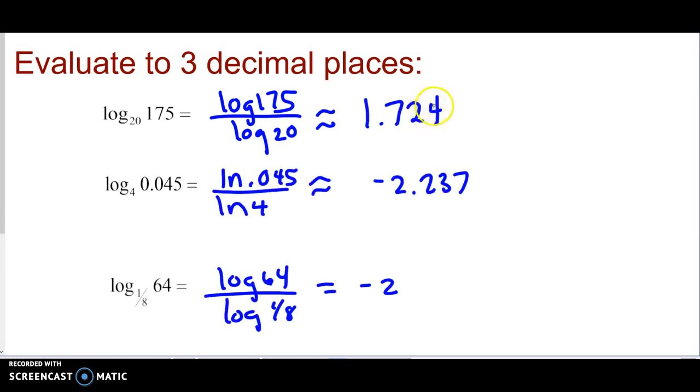The first one I got about 1.724. Second one I got negative 2.237. And then the last one I got negative 2. Moving on.